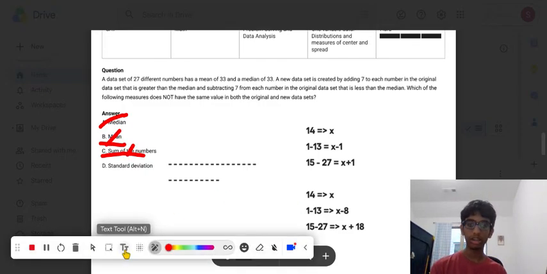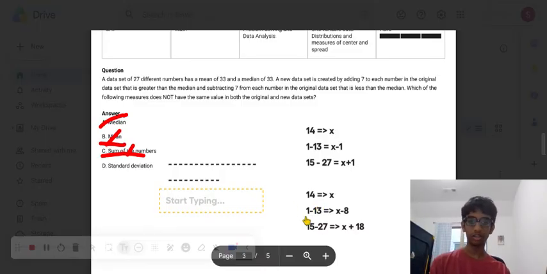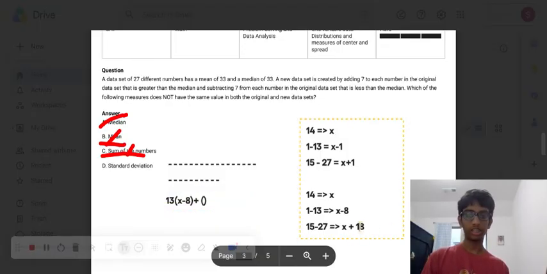However, another way to look at it is, say we have 1 through 13 as x minus 8, so that would be x minus 8 times 13, and then plus, this is supposed to be x plus 8, not x plus 18.